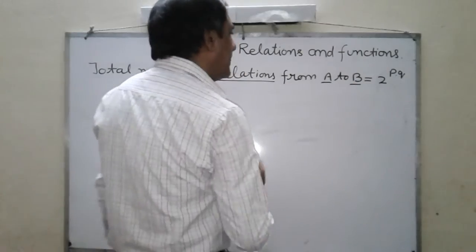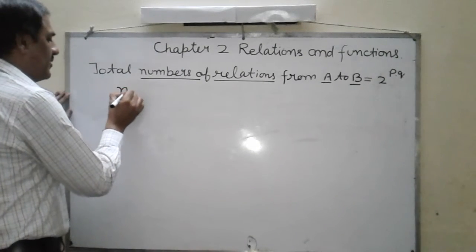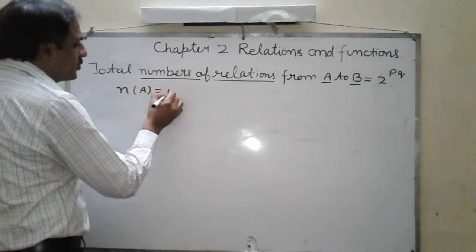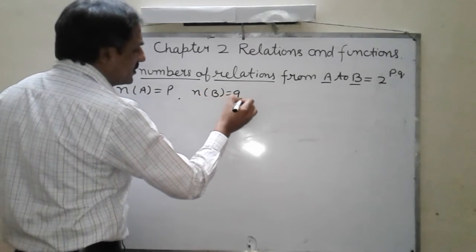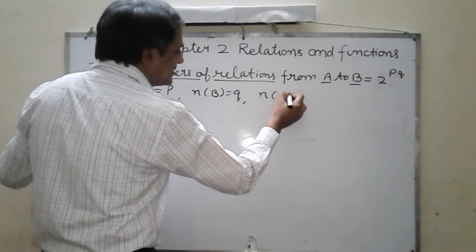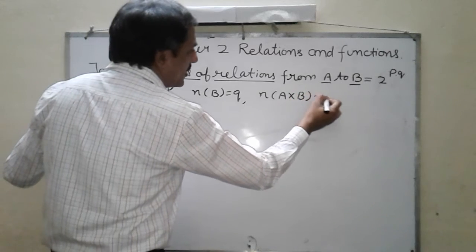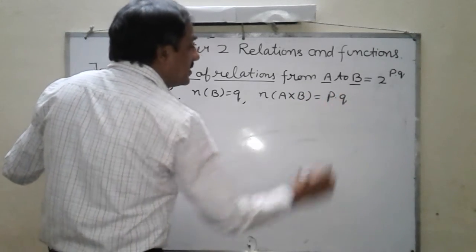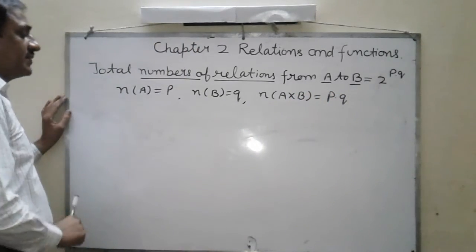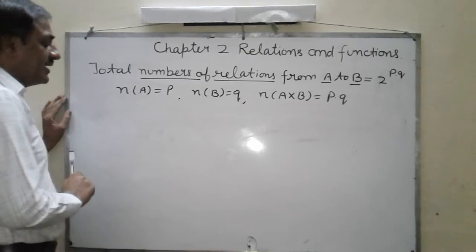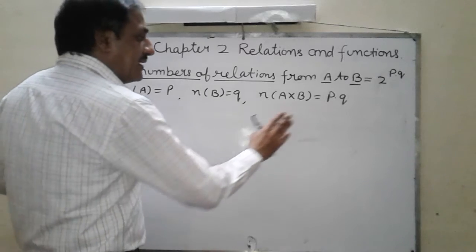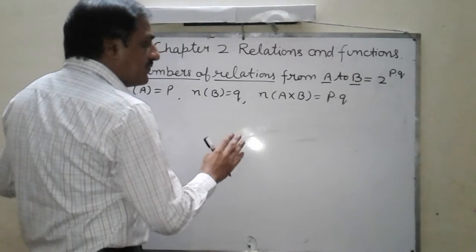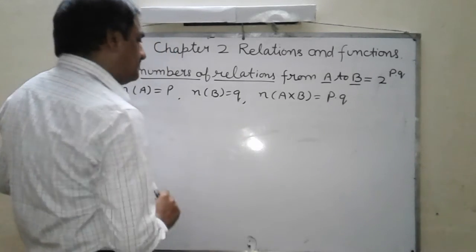Here the number of elements in set A is equal to P and the number of elements in set B is equal to Q. So the total number of elements in set A cross B is equal to P into Q. Here P is the number of elements in set A and Q is the number of elements of set B, and P into Q is the number of elements of A cross B.